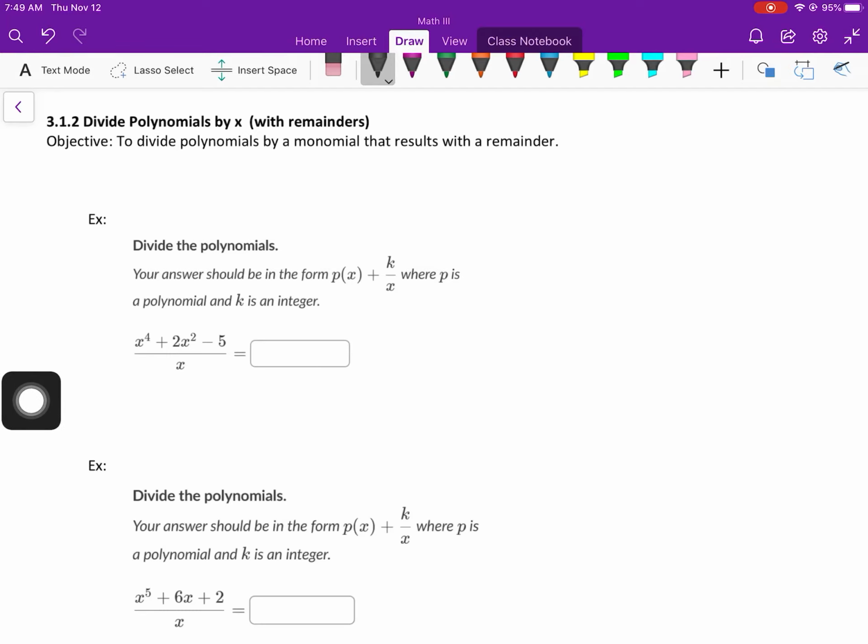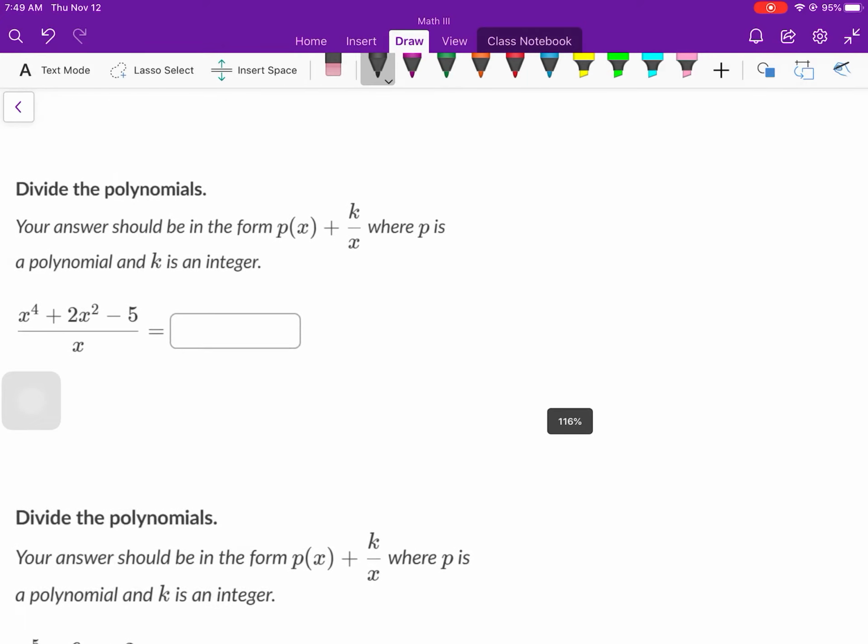As we get to more complicated polynomials in which we're dividing, we end up with a remainder. That's exactly what we're going to do, the same exact thing. We're going to take that remainder and put it over the divisor. So this is kind of building us up to that so we can practice that.